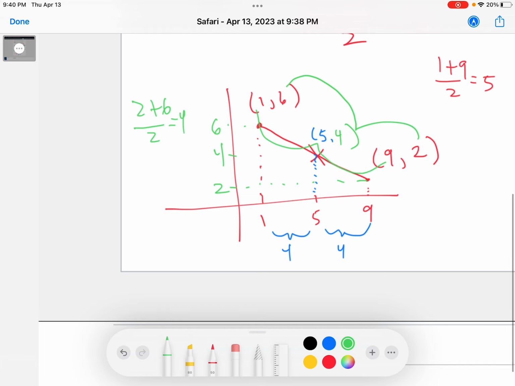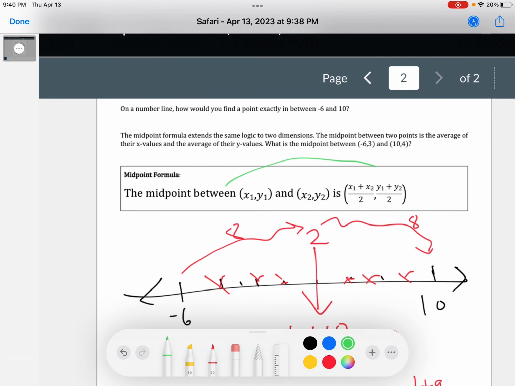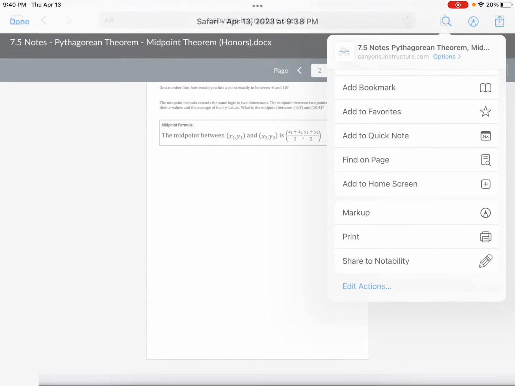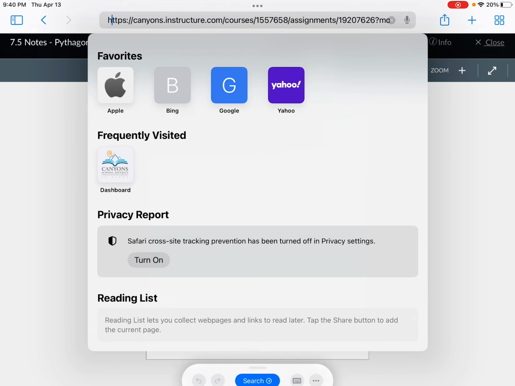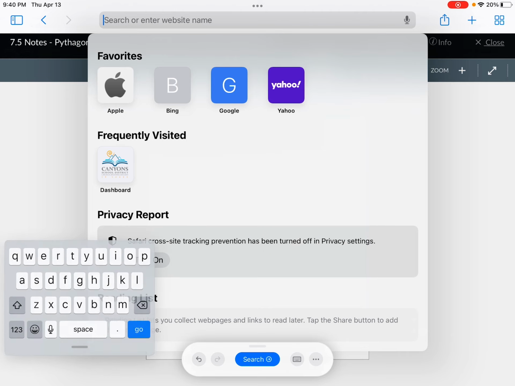Now there is a formal formula for this, and it looks really complicated, right? This just looks abominable, but really you're just taking the average of the x values, the average of the y values. And let's just, for fun, zip over here to Desmos just to prove this to you, make you happy that it works all the time.